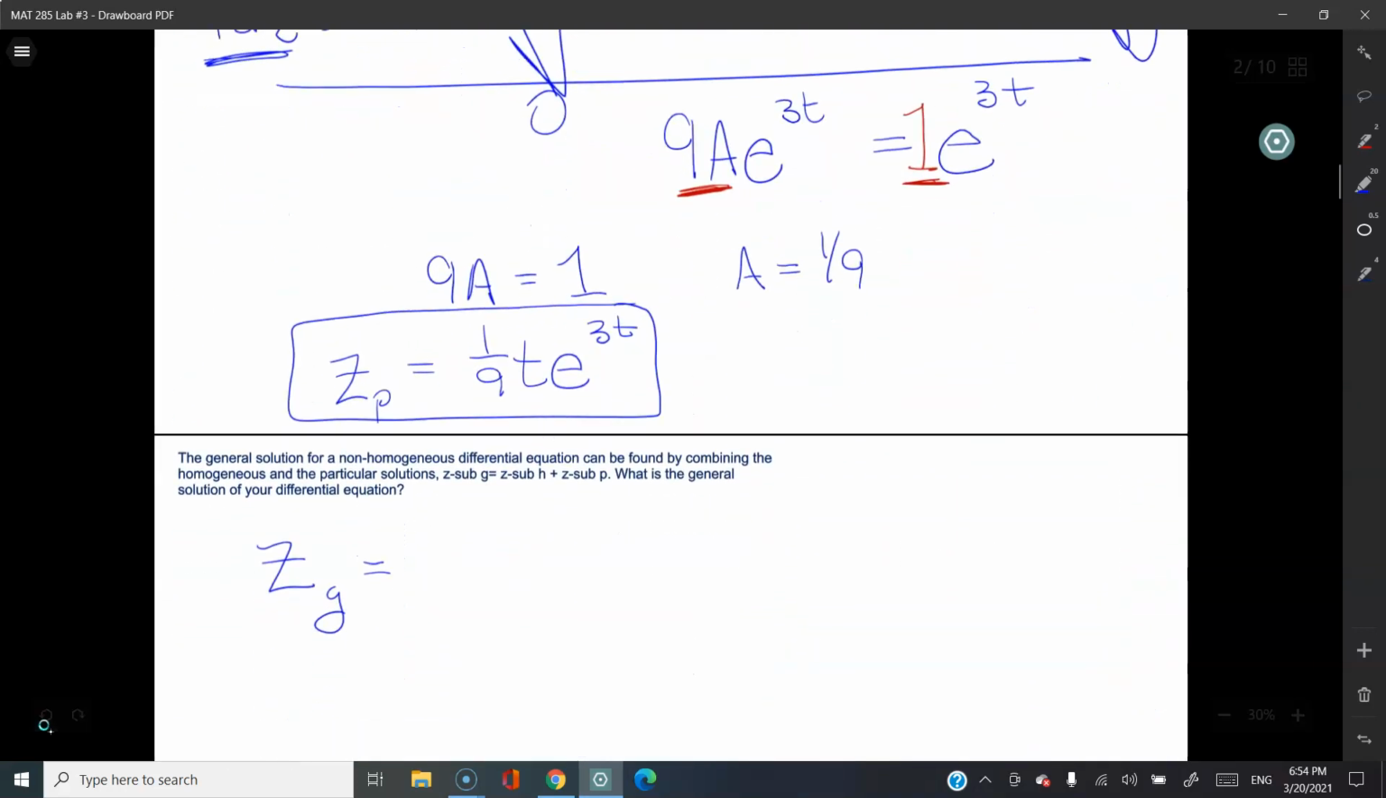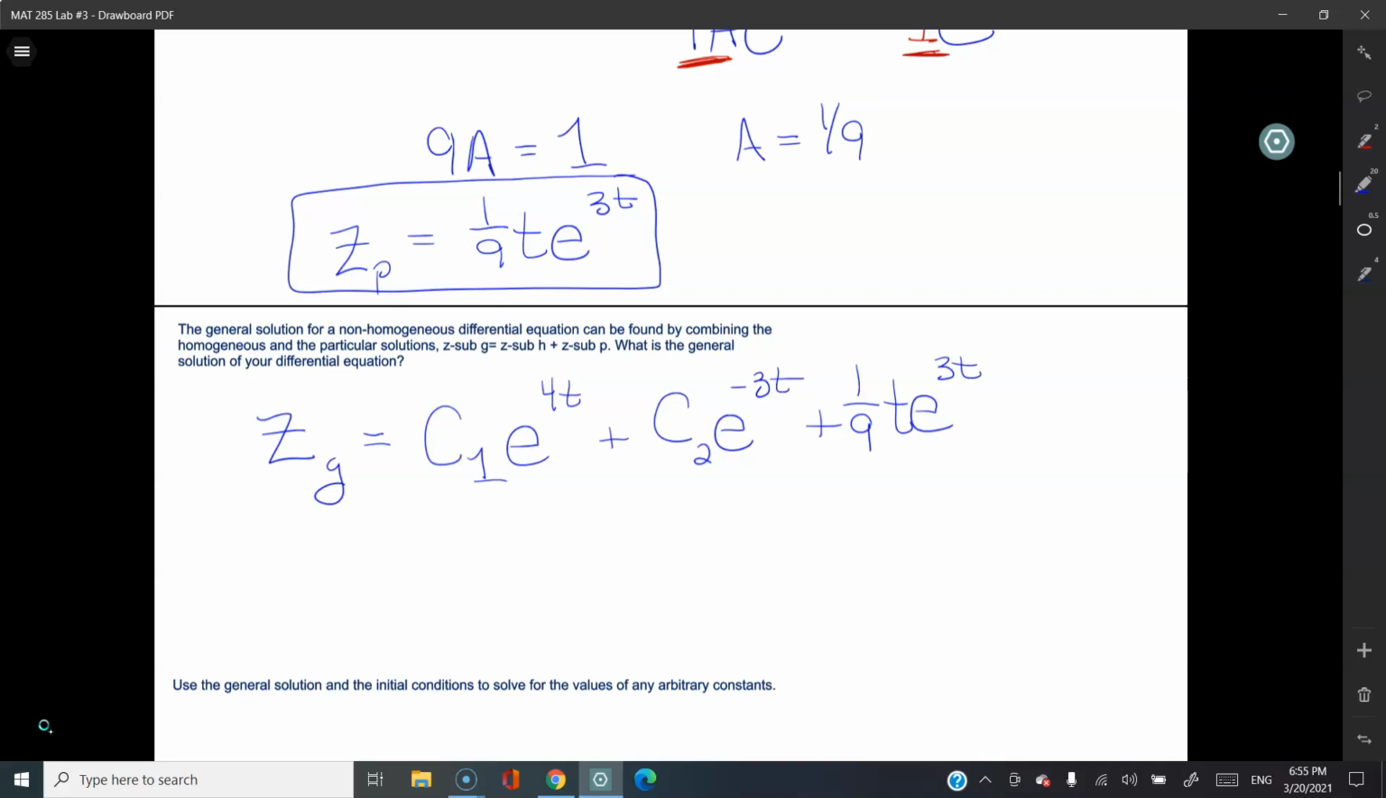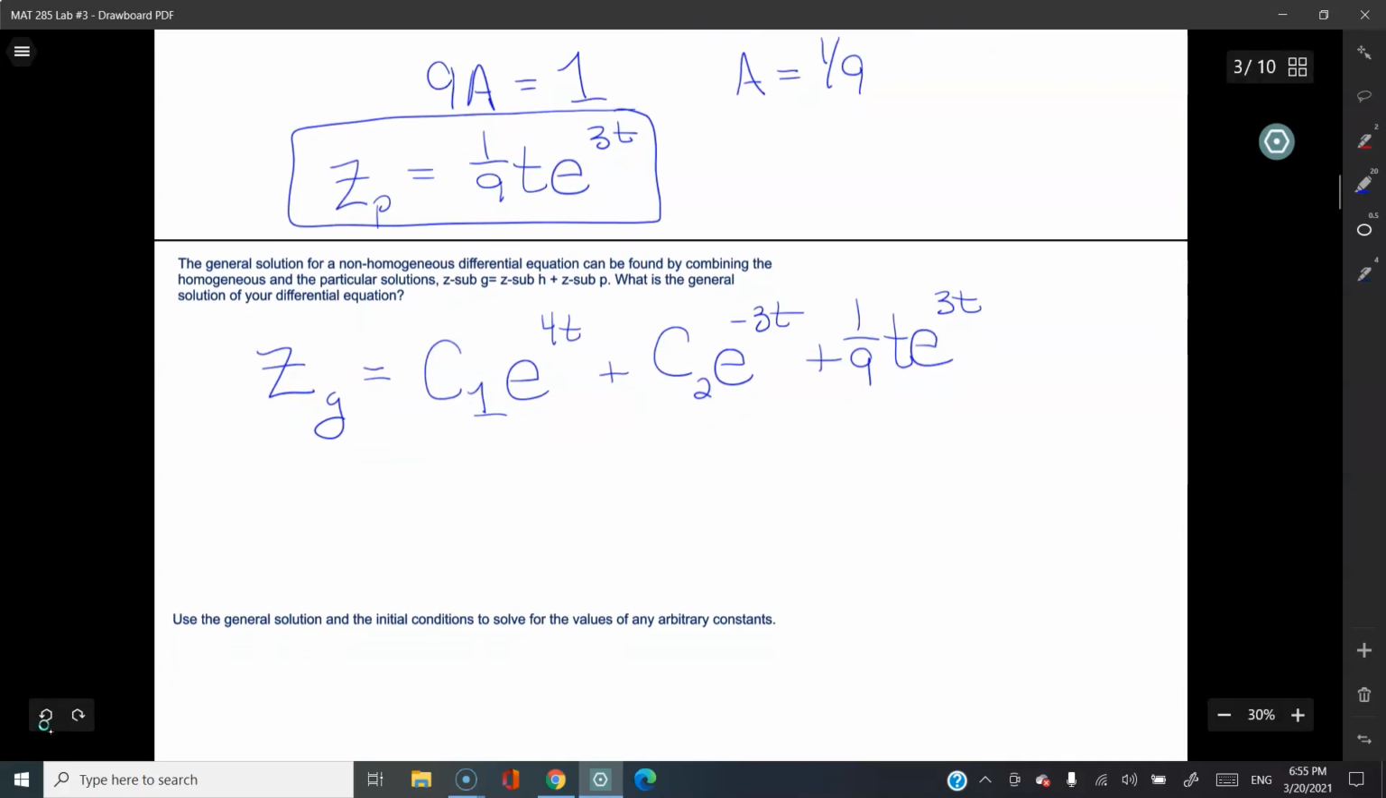So when we combine all of these together, we get c1 e to the 4t plus c2 e to the negative 3t plus 1/9 t e to the 3t. This is the general solution for our non-homogeneous differential equation. Now, to solve the initial value problem, we need to plug in those initial conditions that we were given so that we can solve for the c1 and the c2.